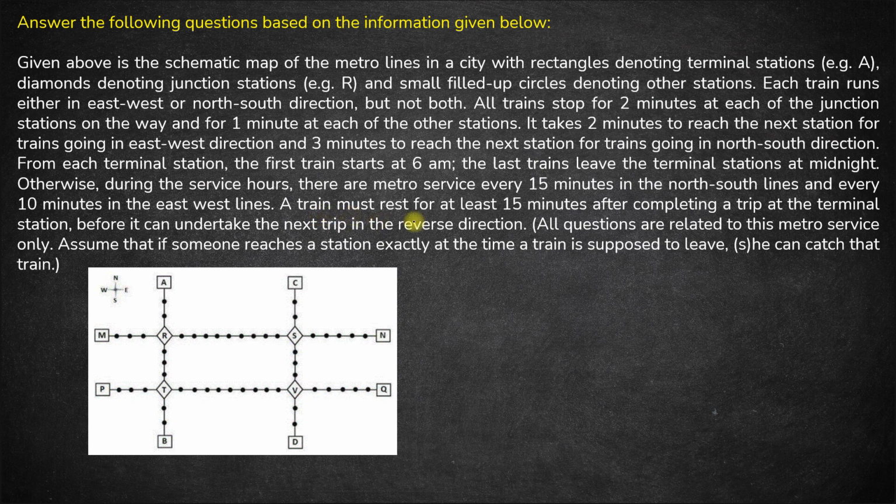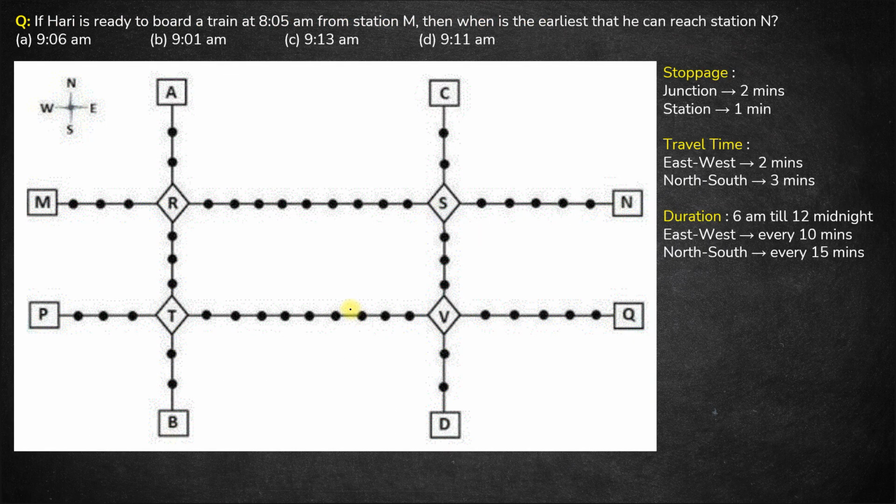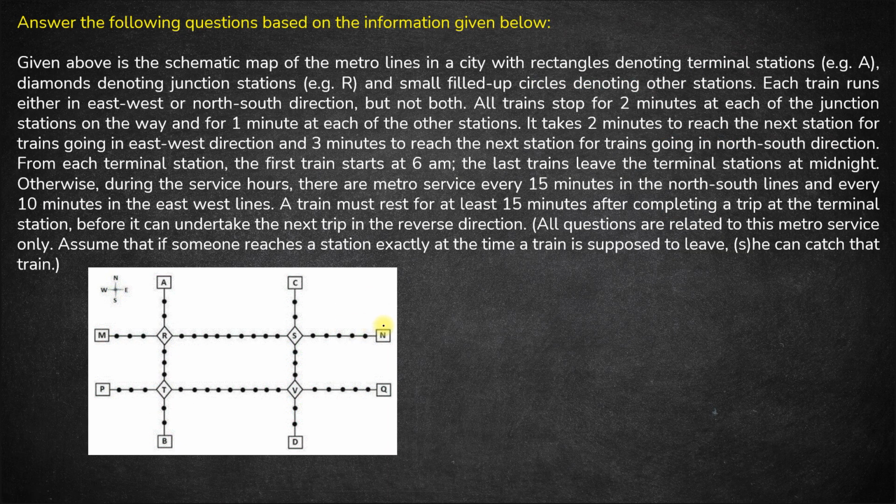Okay. A train must rest for at least 15 minutes after completing a trip at the terminal station before it can undertake the next trip in the reverse direction. So for example, a train starting from M will reach N at a certain point of time, right? Once it reaches N, this same train can again go back to M, but only after resting for 15 minutes. So when it is required, we'll consider this information. We'll come back to it again later when it is required.